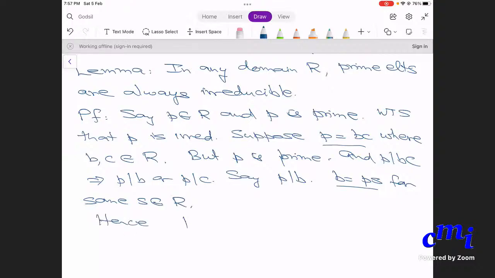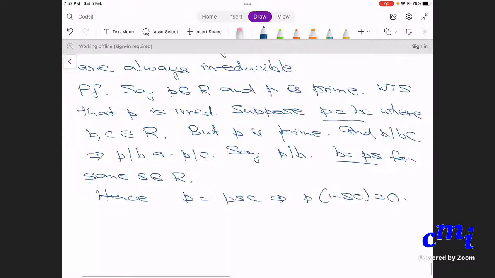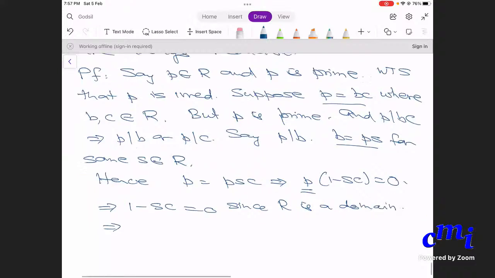And this equation I will substitute into this equation. Hence P equals PSC, which implies P times (1 minus SC) is 0. But you are in an integral domain and P is non-zero and non-unit. So P is not 0. Not 0 means the other term must be 0. So 1 minus SC equals 0 since R is a domain. But this means that C is a unit, because C times something is 1. So C is a unit.